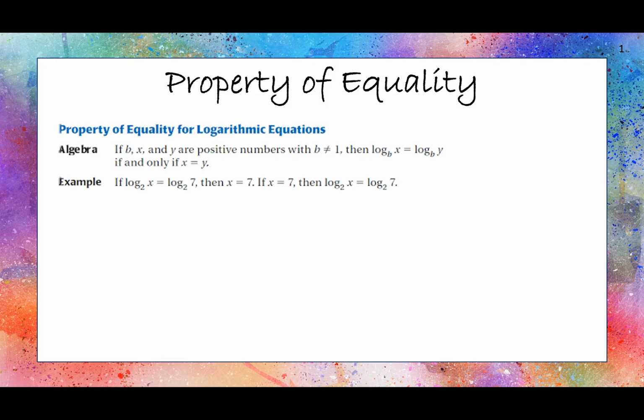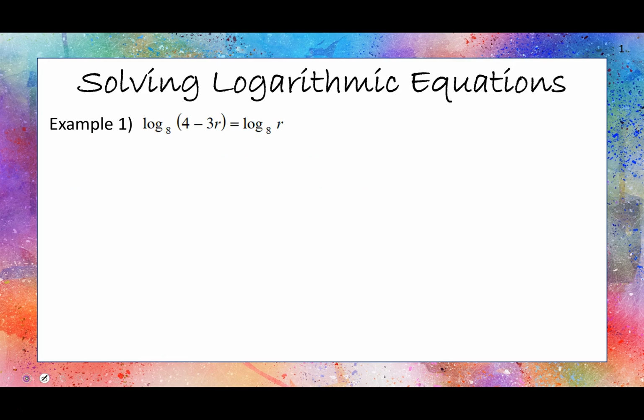So here we see that we have base 2, so we can say that the x is equal to the 7. And that's it, folks. Basically, if you have the same base and you have two expressions attached to those bases, you set them equal.